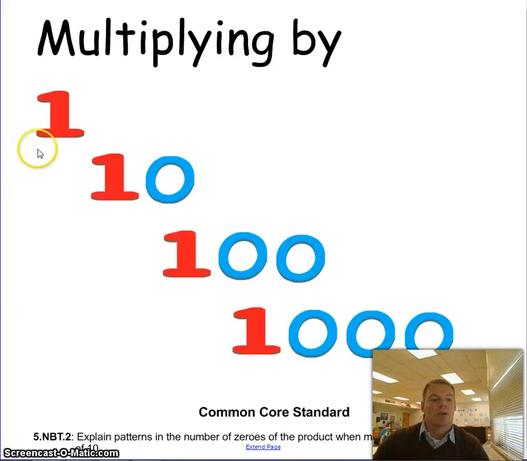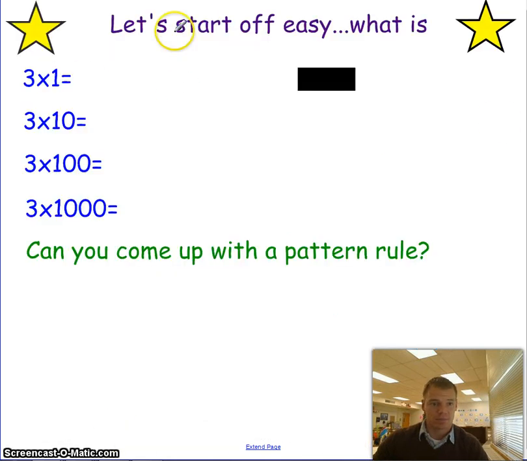Alright, today we're going to be talking about multiplying by ones, tens, hundreds, and thousands. And the Common Core standard we're looking at today is explaining patterns in the number of zeros of the product when multiplying by powers of 10. So we're going to start off easy. 3 times 1, again, is 3. 3 times 10 is 30. 3 times 100 is 300. And 3 times 1,000 is 3,000.